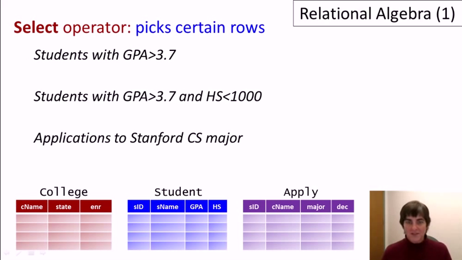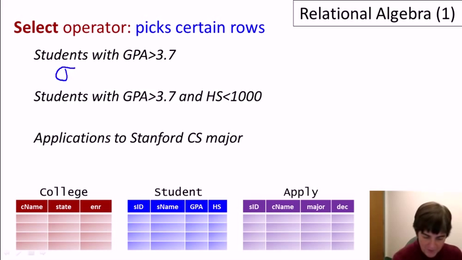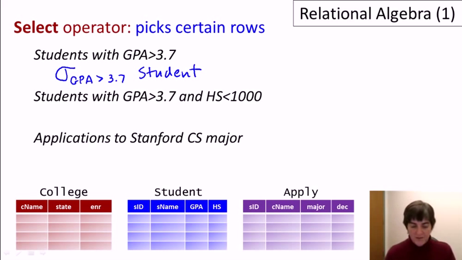The first operator is the select operator. The select operator is used to pick certain rows out of a relation. The select operator is denoted by a sigma with a subscript. That's the condition that's used to filter the rows that we extract from the relations. So we're just going to go through three examples here. The first example says that we want to find the students whose GPA is greater than 3.7. So to write that expression in relational algebra, we write the sigma, which is the selection operator, as a subscript, the condition that we're filtering for, GPA greater than 3.7, and the relation over which we're applying that selection predicate. So this expression will return a subset of the student table containing those rows where the GPA is greater than 3.7.